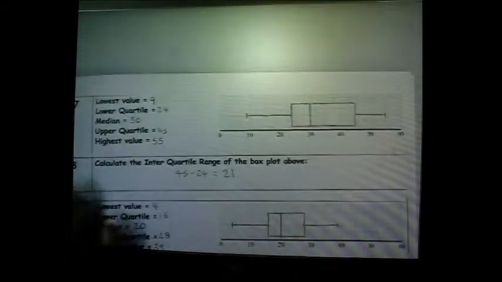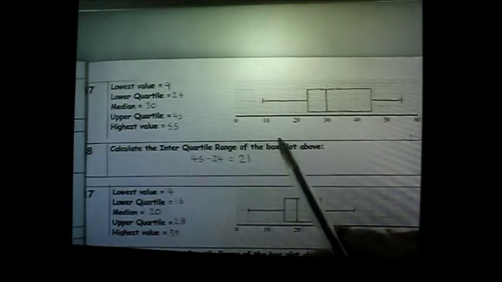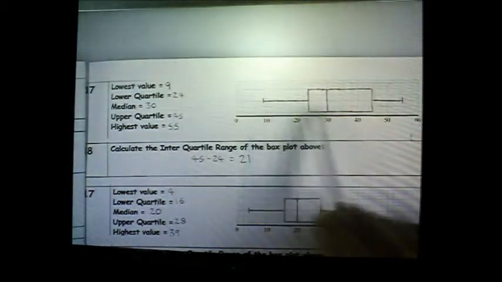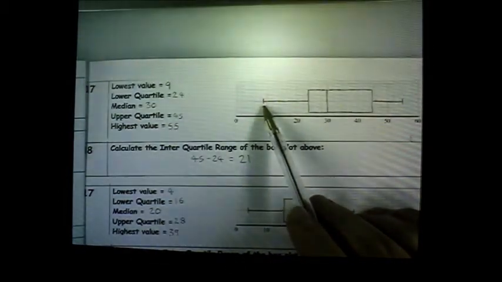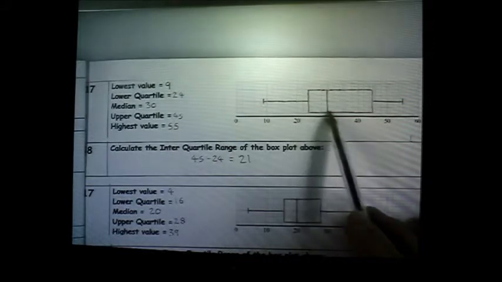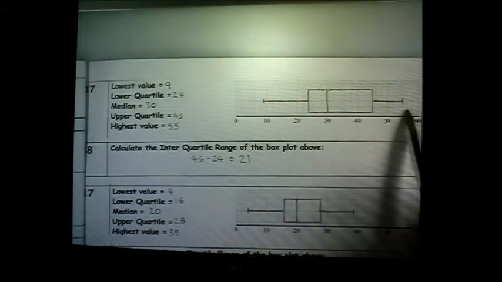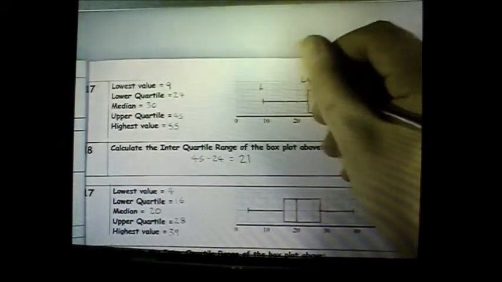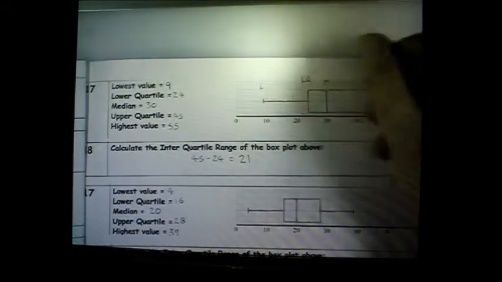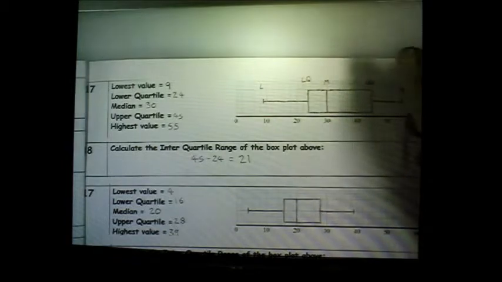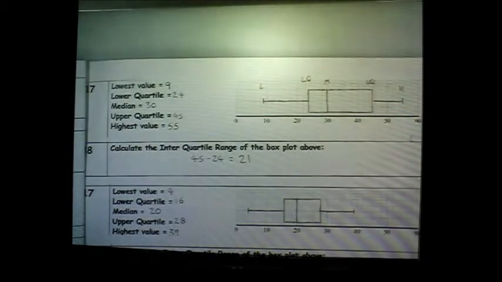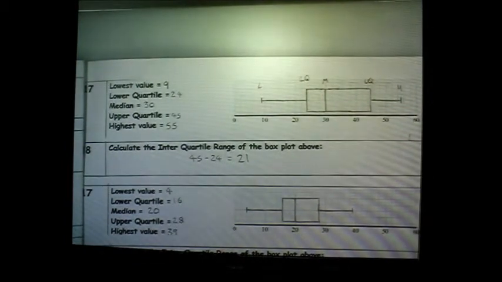So plot these on the thing. I'm going to go through it really quickly. The lowest value, you can't see the grid, I know, but the lowest value is 9. You've got to trust me there. That's your lower quartile, that's your median, that's your upper quartile, and that's your highest value. So I'm going to write that down. That's your lowest, that's your lower quartile, that's your median, that's your upper quartile there, and that's your highest value. Please don't get that wrong in the exam because it's easy.